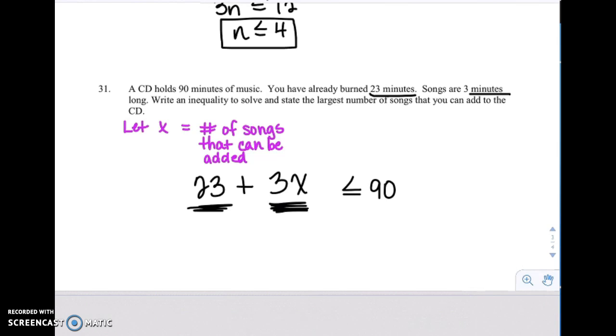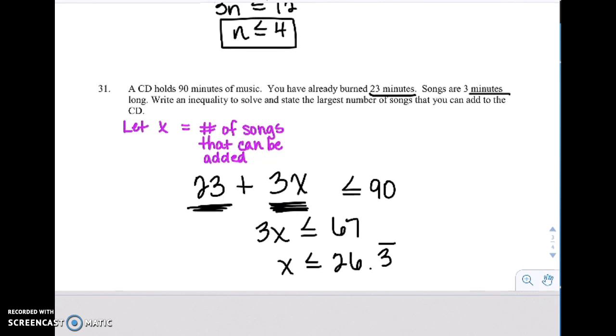This represents what's already used up on the CD, and this represents 3 minutes for each song that we might add to the CD. Now we go to solve, subtract your 23 on both sides, and that gives us 3x is less than or equal to 67. And then when we divide by 3, we get x is less than or equal to 26.3 repeating. I'm doing this in my head.